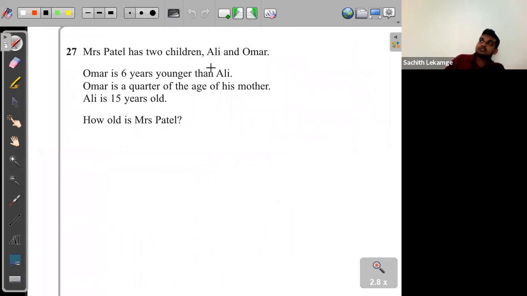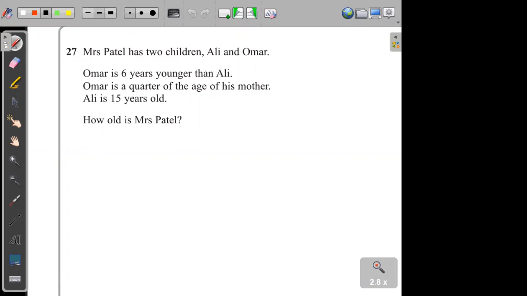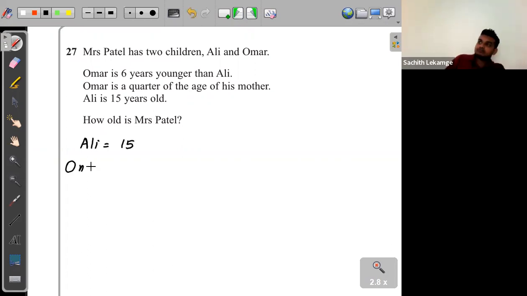Miss Patel has two children, Ali and Omar. Omar is 6 years younger than Ali. Omar is a quarter of the age of his mother. Ali is 15 years old. Okay. We'll go from the data. Omar is 6 years younger than Ali. Ali's age is given, 15. Which means Omar is 15 minus 6, which is 9.